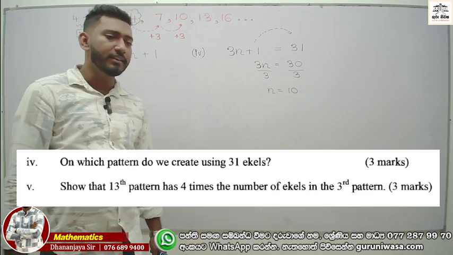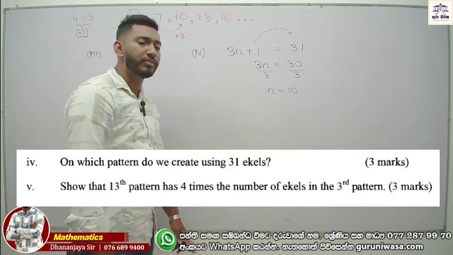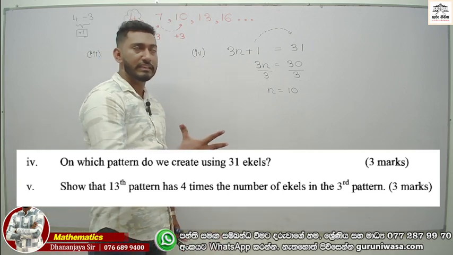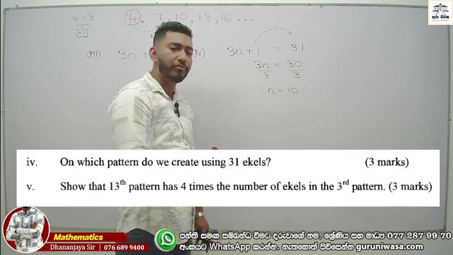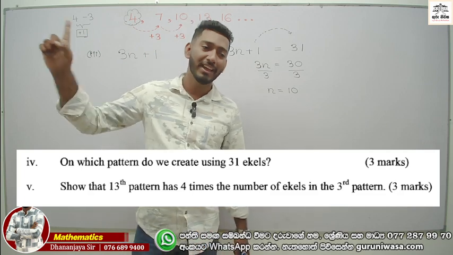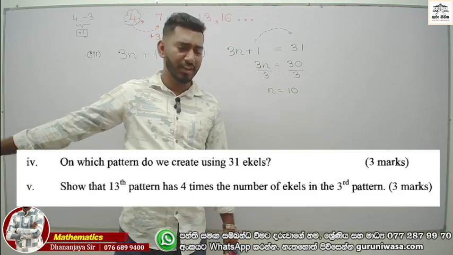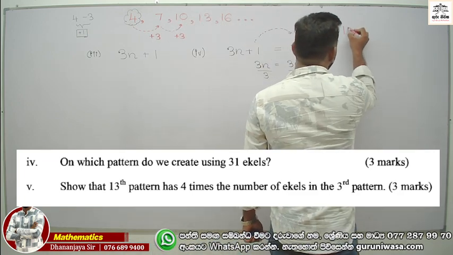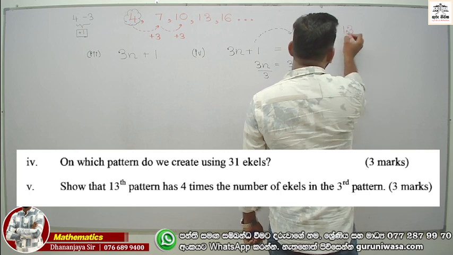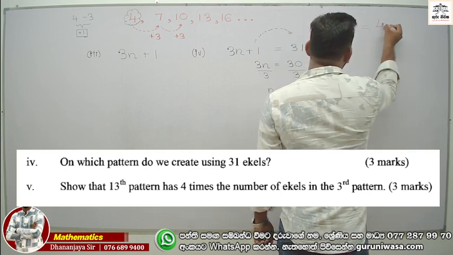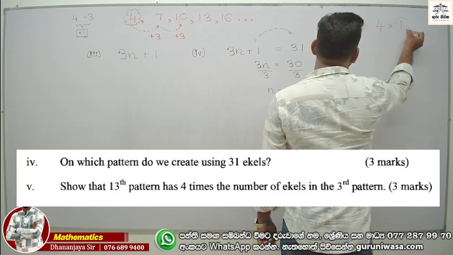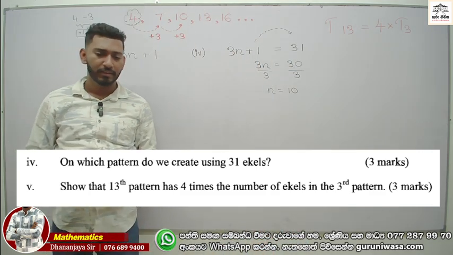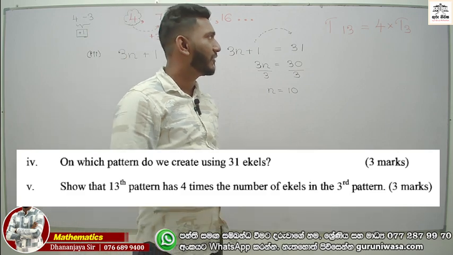Show that the 13th pattern has 4 times the value of the third pattern. The 13th pattern should be equal to 4 times the value of the third pattern. Yeah, you need to prove T13 should be equal to 4 times T3, the third term. And that's the show that part. Now you need to show that. How to show that?